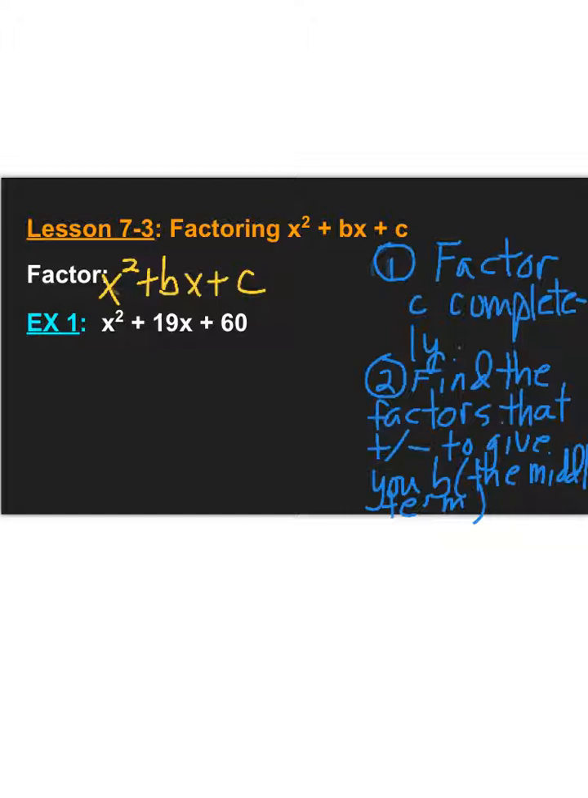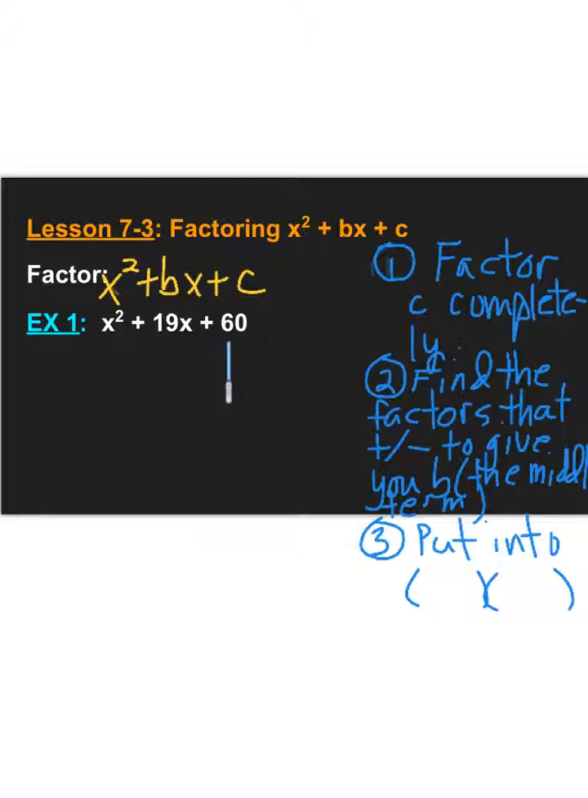All right, so then 3, you are going to put it into a set of parentheses times a set of parentheses. You'll see what I mean by that in a minute. Essentially, we're going to factor this trinomial into a binomial times a binomial. So let's start off with step 1, factor c completely.